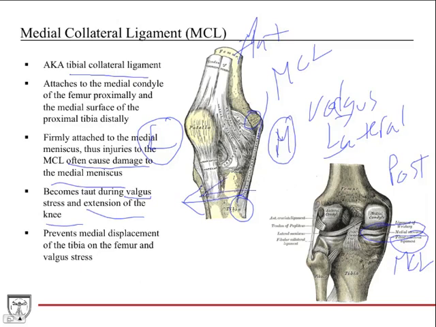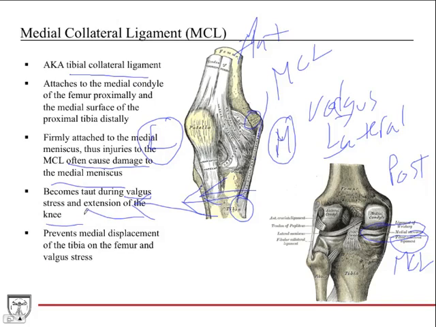And so if you're pushing this way, you're testing the durability of this MCL ligament. That's how you test it on exam: you apply valgus stress to the knee, and if you feel that this is nice and taut and it gives you some resistance, that tells you the MCL is intact. But if you're able to put a lot of valgus stress on it and displace the knee significantly in the lateral direction, then that can indicate that the MCL is torn.